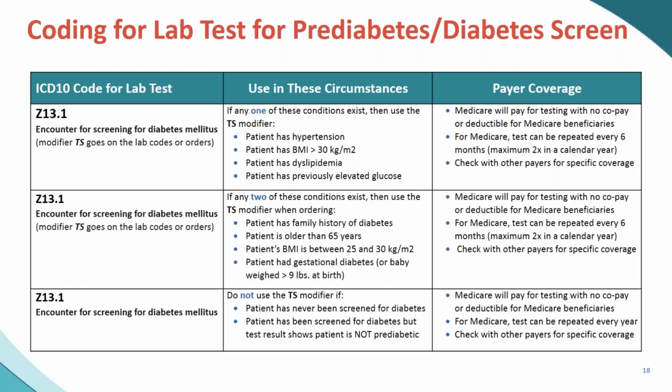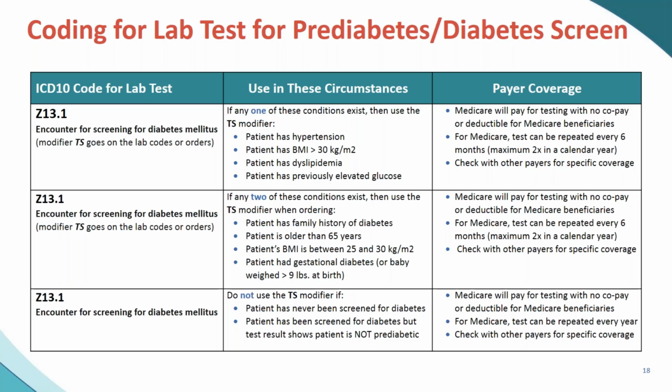So the first set of conditions that you want to be looking at is, does the patient have hypertension? This is in the middle box on the top. Does the patient have a BMI over 30? Does the patient have dyslipidemia? Or does the patient have a previously elevated glucose? So any one of those would trigger the use of the TS modifier. This goes on your coding for your lab. You put the TS modifier if any one of these conditions exists.